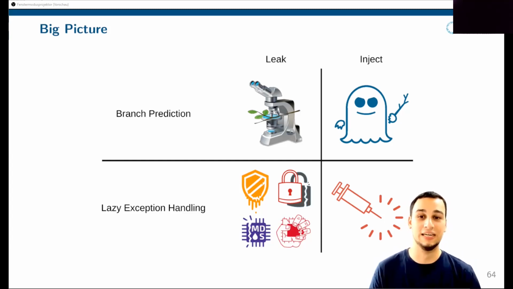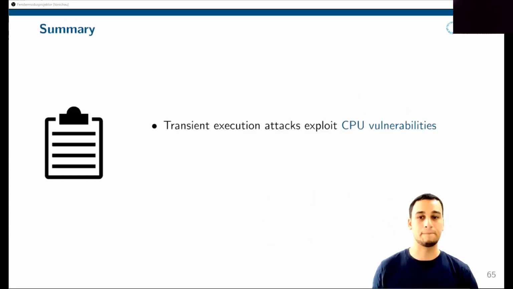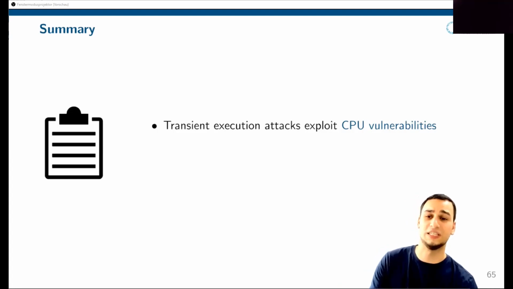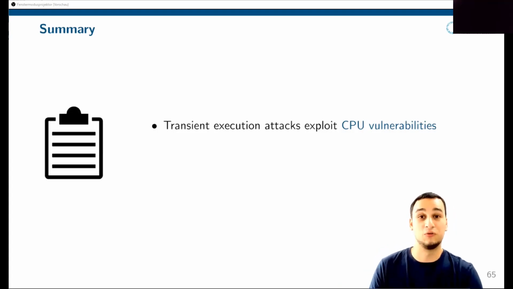So we have now this nice four squares here with all these different types of attacks, from which we have seen the upper right one with Spectre and the lower left one with Zombieload. And these are not the only ones, of course, there are many, many more, but we only have limited time for these things. But what we've seen so far and what will hold for the future, so these transient execution attacks, they exploit problems in the CPU.